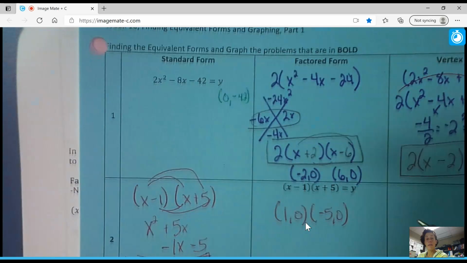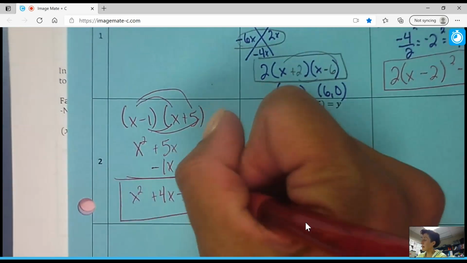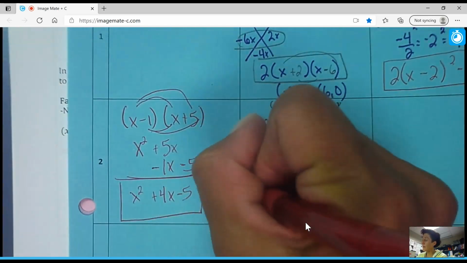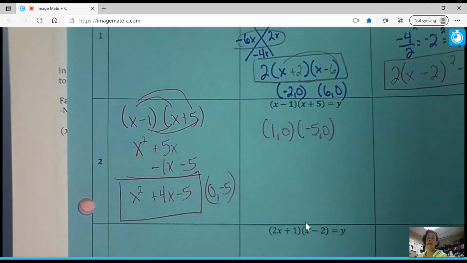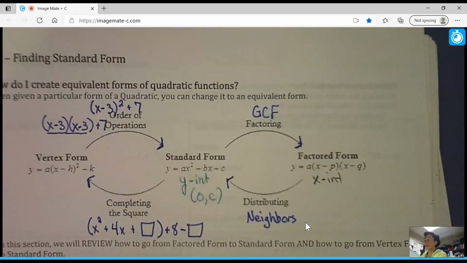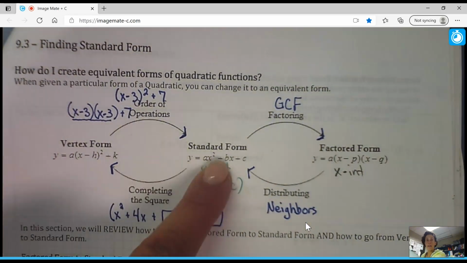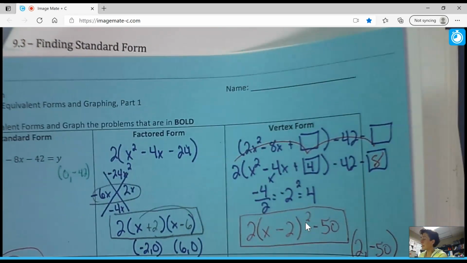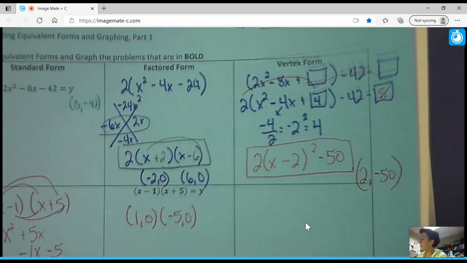Now that it's in standard form, I've got my y-intercept of (0, -5). And now I'm ready to find vertex form. So the only way to get to vertex form, again, is by starting in standard form. So I'm going to take my standard form, I'm just going to rewrite it over here.